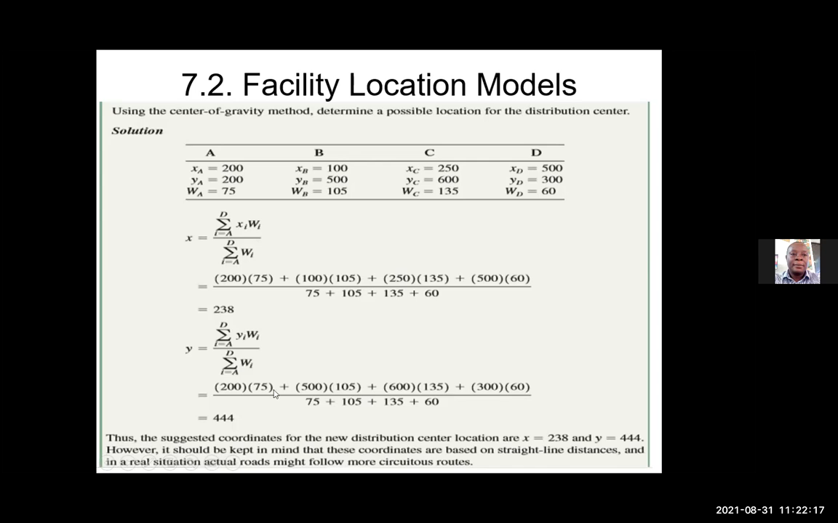Then we do the same thing for Y. What is the Y coordinate here for supplier A? 200. Then we multiply that by 75, the weight. So 200 by 75 plus, we go to supplier B, 500 multiplied by 105. Then we go to supplier C, 600 multiplied by 135. Then we go to supplier D, 300 multiplied by 60. When we finish the summation of the load from individual suppliers, we sum it up and that gives us 444. So the X and Y coordinates for that new location is X equal to 238 and Y equal to 444.